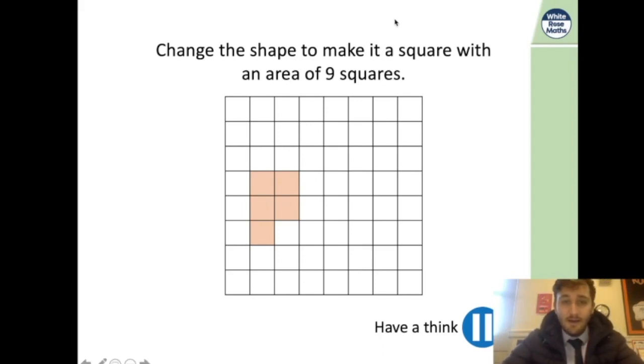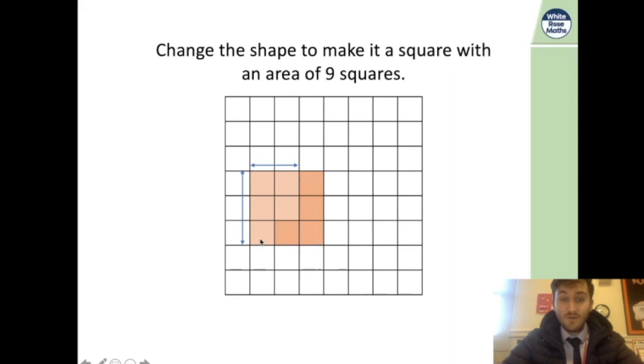Okay, so I'm thinking of this word here, a square, and I know that a square must have all equal sides. So this currently is not a square because it's got 3 going down, but only 2 across. So I need to make this a square, don't I? So I'm going to fill this one in to make it more of a squared shape, but it's only a rectangle. And I've got 2 across on the top, but I've got 3 going down, haven't I? So I need to make this side 1 more to make this more of a square.